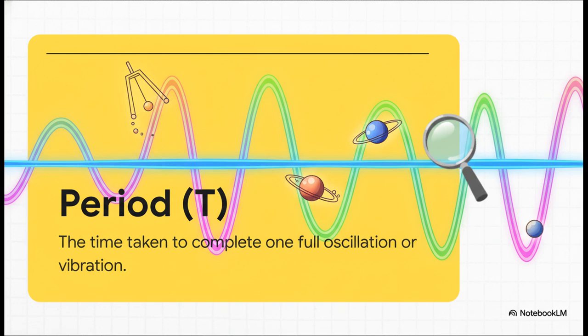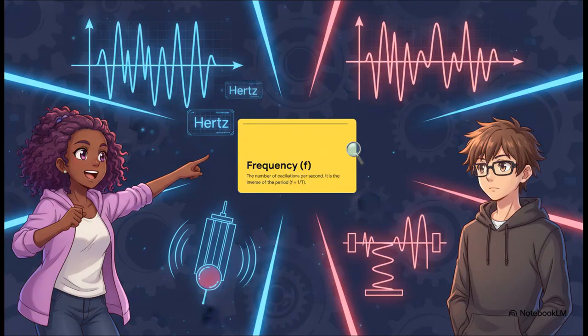Next, we've got the period. That's just the time it takes to do one full cycle. One complete back and forth. On the graph, you can measure it from one peak to the very next peak. It's simply the time for one full repetition. And that brings us to frequency. Frequency is kind of the flip side of the period.